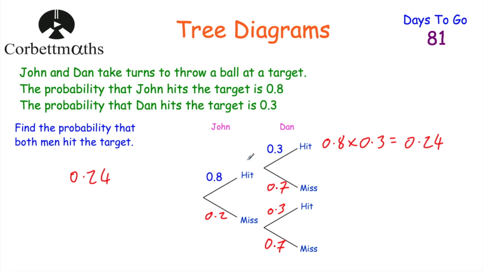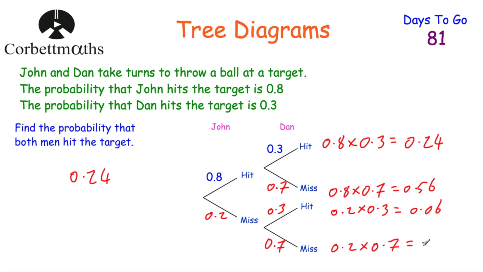So if we want to find the probability of John hitting and Dan hitting, we just multiply the probabilities along the branches. So we just do 0.8 multiplied by 0.3. If we want to find the probability of John hitting and Dan missing, we would do 0.8 times 0.7. Actually, let's fill out the rest of these. So the probability of John hitting and Dan missing would be 0.8 multiplied by 0.7, and that would be 0.56. The probability of John missing and Dan hitting would be 0.2 times 0.3. So 0.2 times 0.3 would be 0.06. And finally, the probability of John missing and Dan missing would be 0.2 multiplied by 0.7, which would be 0.14.